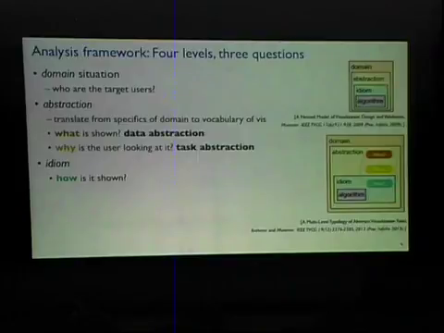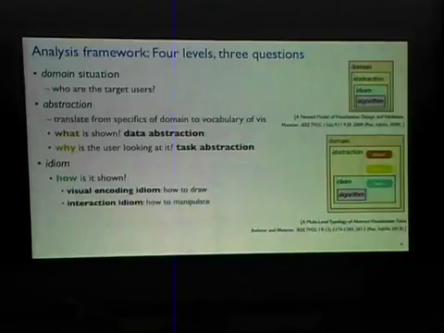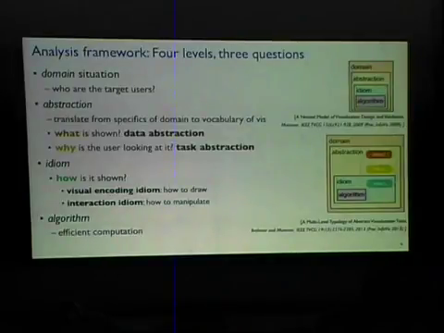And once again, I'm actually going to subdivide, and I'm going to talk about visual encoding, and that is specifically what to draw. This is something you could even do with something completely static. And also the interaction idiom, which is how to manipulate that picture. So much of the interesting parts of visualization are the interactivity, which is what we've got now that we've got computer-based visualization. And in particular, I'm separating these design concerns of the idiom, how to draw and how to manipulate, from the algorithm level of how do you compute that efficiently.